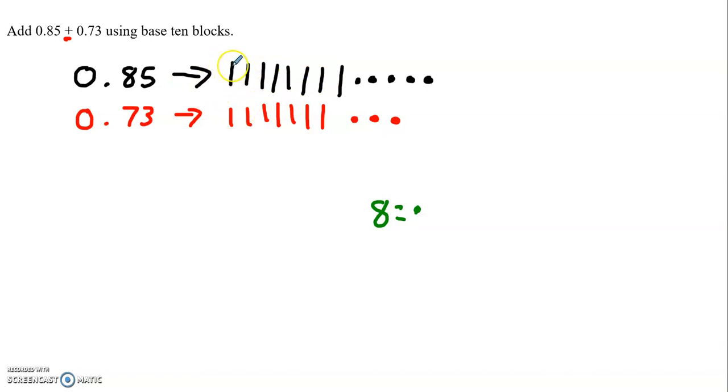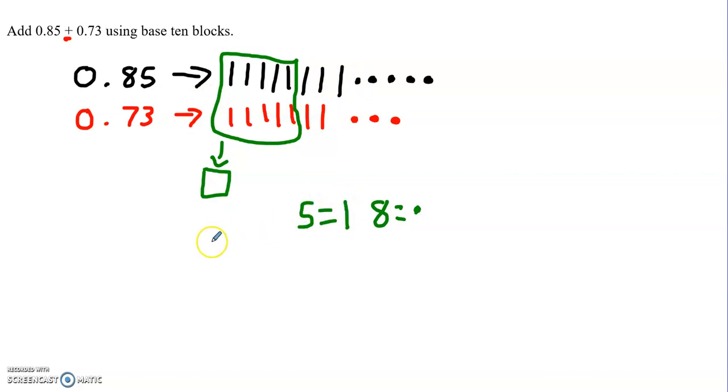So let's regroup this. If I take this batch right here, let's double count. 1, 2, 3, 4, 5, 6, 7, 8, 9, 10. That's 10 longs, so that is going to equal a flat. So I regrouped that there. And then I look, I have 1, 2, 3, 4, 5. Now I just have 5 longs, and I have 1 flat.